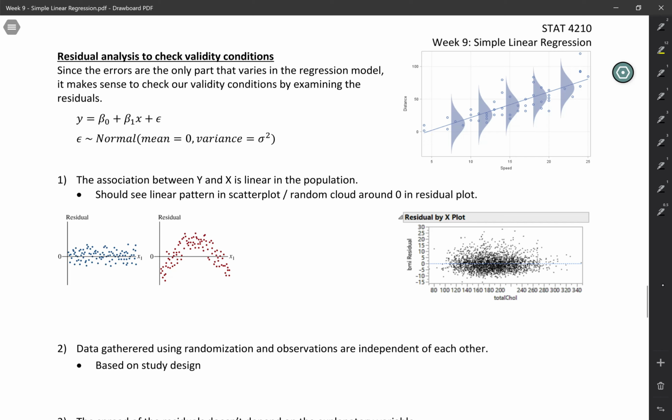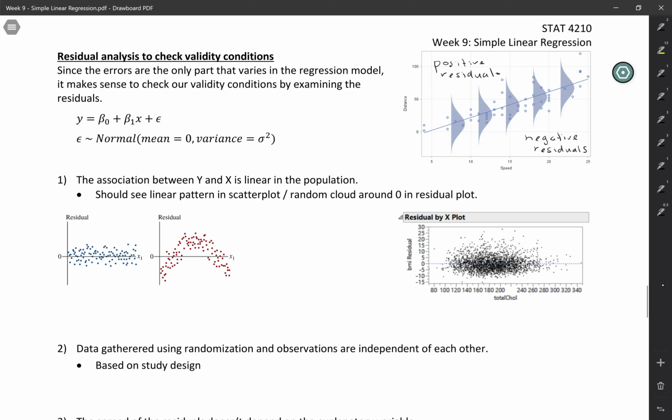These are the residuals. The residuals are the difference between the individual data values and the values that would have been predicted based on the regression line. So if we think of it in the sample, the data values that are above the line would be positive residuals, and the ones that are below the line would be negative residuals. Since the residuals are the only part that's actually going to vary here, since the slope and intercept are fixed in the population, it makes sense to check our conditions in terms of the residuals.